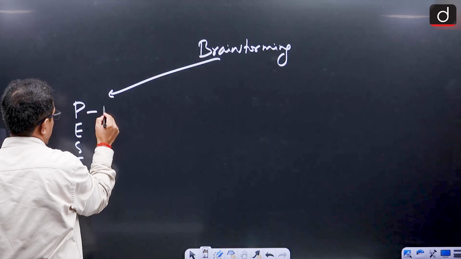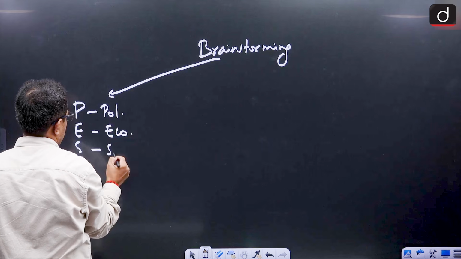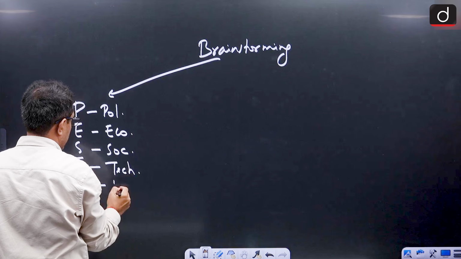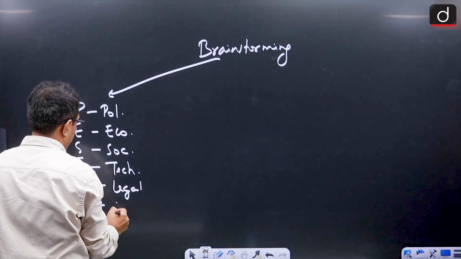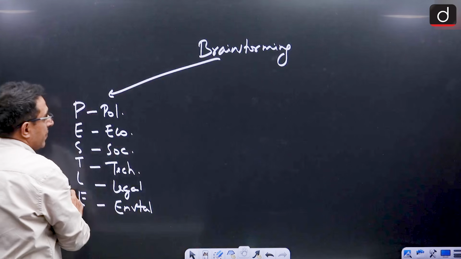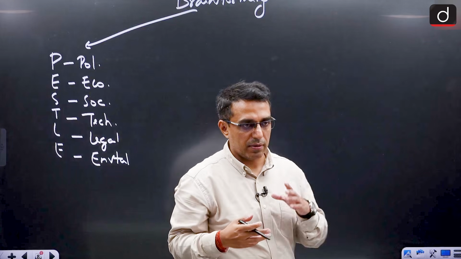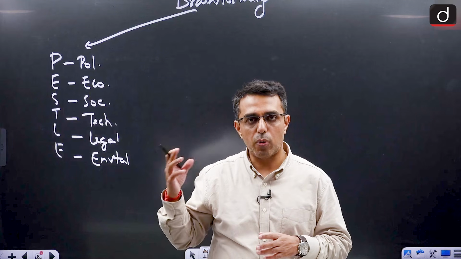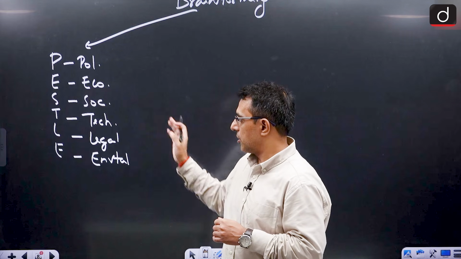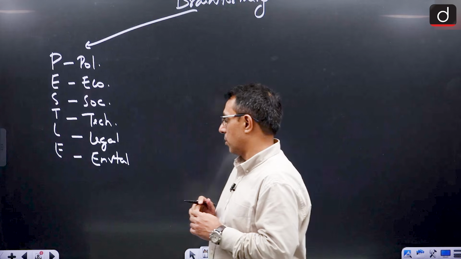PESTLE stands for political, economic, social, technological, legal, environmental. For any given topic, we can brainstorm on these dimensions: how this topic relates to the political dimension, the economic dimension, social dimension, technological dimension, legal dimension, environmental dimension, and so on.